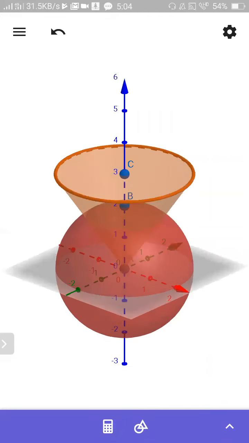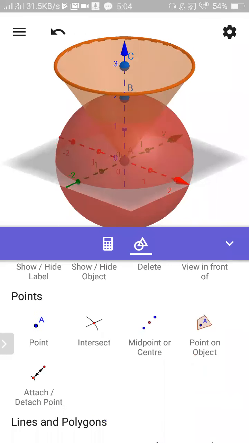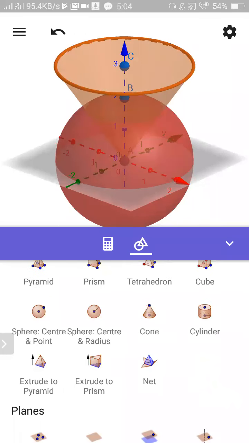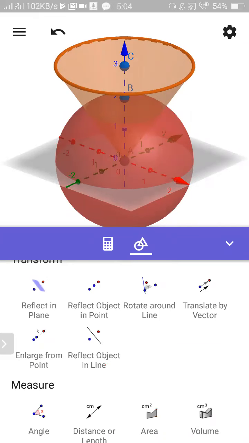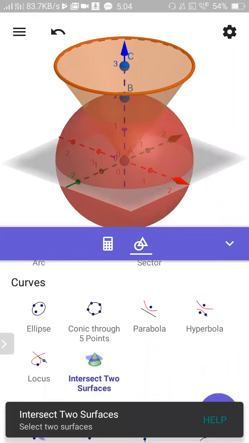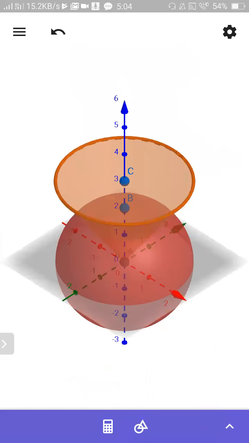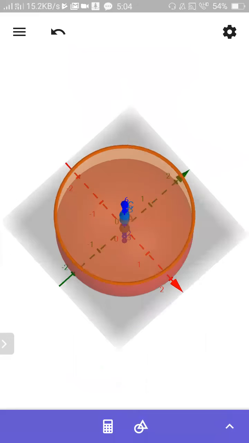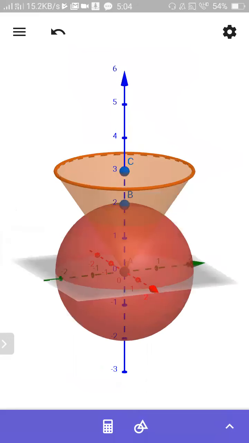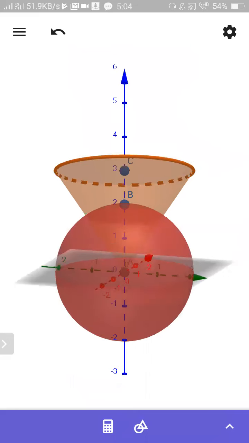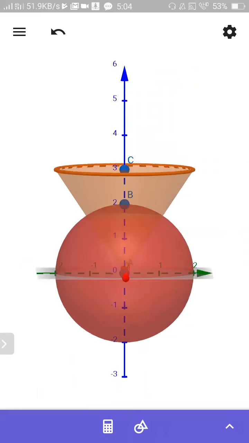Please wait, I think that function is not working. Anyway, that is a circle, but to visualize it there is an option, intersection of two surfaces. I am taking one surface and another surface. Is there any change? Nothing is visible, but please imagine, look here, definitely that is a circle.